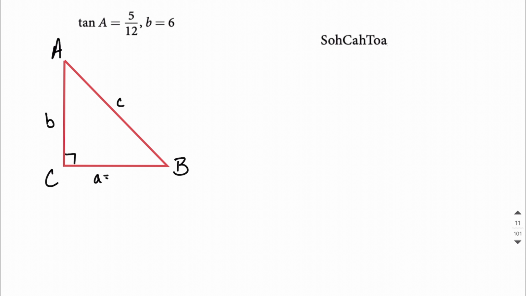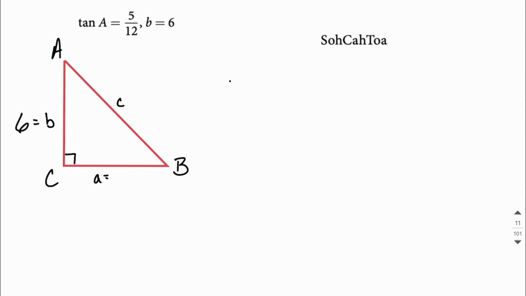Okay, so the information we're given there is tangent of A equals 5 over 12, and that side length B is going to equal 6. All right, so I'm going to go ahead and label side length B is equal to 6 to begin with.